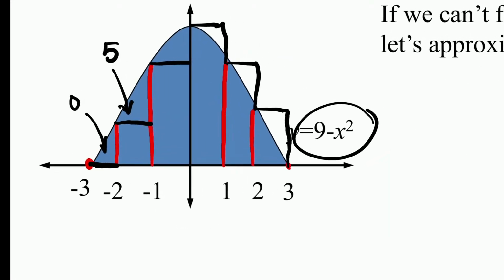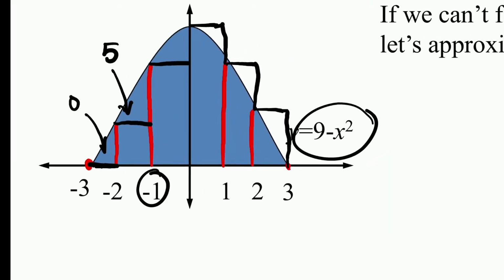So basically, to get these, I'm going to plug 1 into that, -1 actually. 9 minus -1 squared gives me 8 for this rectangle. That rectangle, 9 minus 0 squared, which is 9. This rectangle, 9 minus 1 squared, which is 8. This rectangle is 9 minus 2 squared, 5. So I've got the heights of my rectangles.